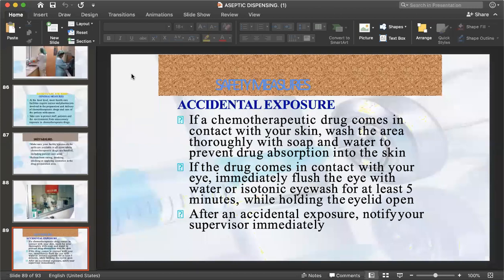If the drug comes in contact with your eye, immediately flush the eye with water or isotonic eye wash for at least 5 minutes while holding the eyelid open. After an accidental exposure, notify your supervisor immediately. So what happens during that? If any accident happens, it has to be reported.